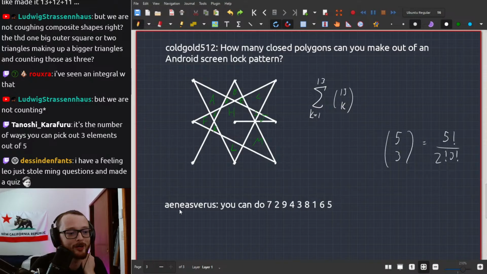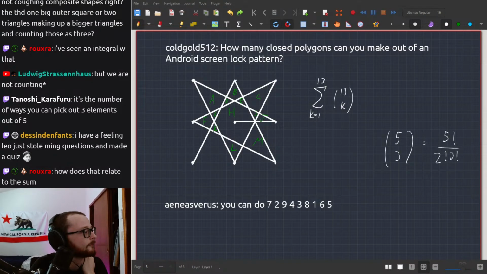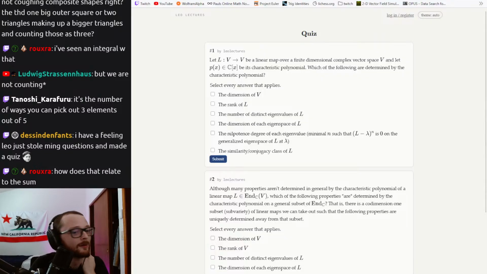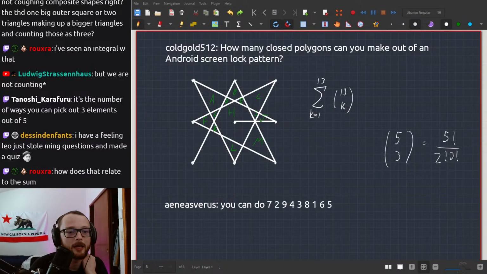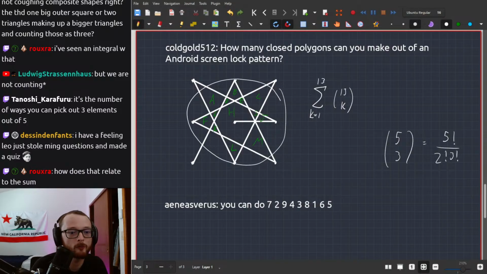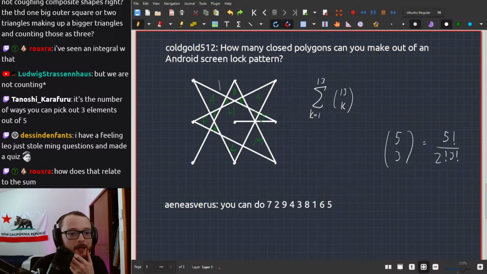Just stole main questions and made a quiz? Maybe. Okay. How does that relate to the sum? Oh, it's because we have 13 small polygons, so to speak, that I gave a letter to. But we can make other polygons by combining A and G. That makes one bigger polygon, or A, G, and D.